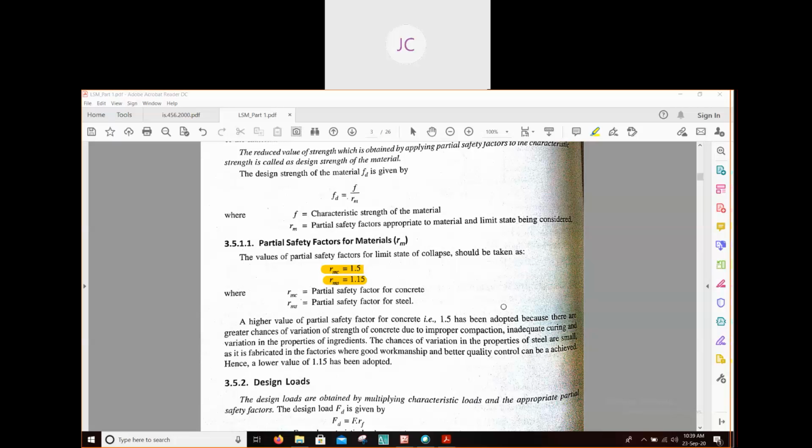So, can you use your common sense, or can you think why it is more, why it is less? For concrete, why is it more, and for steel, why is it less? Anyone? Or can you guess the answer? Yeah, I think someone has guessed the answer, but that was not correct. So, anyone have any other answer? Anyone? Shiroda?